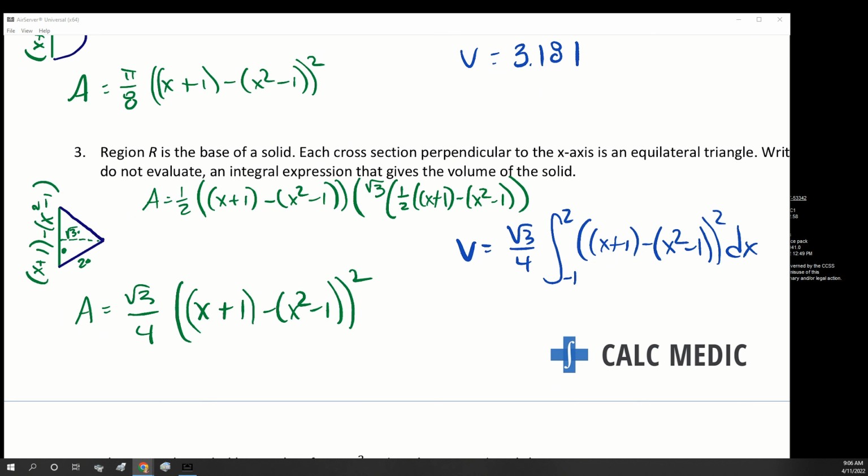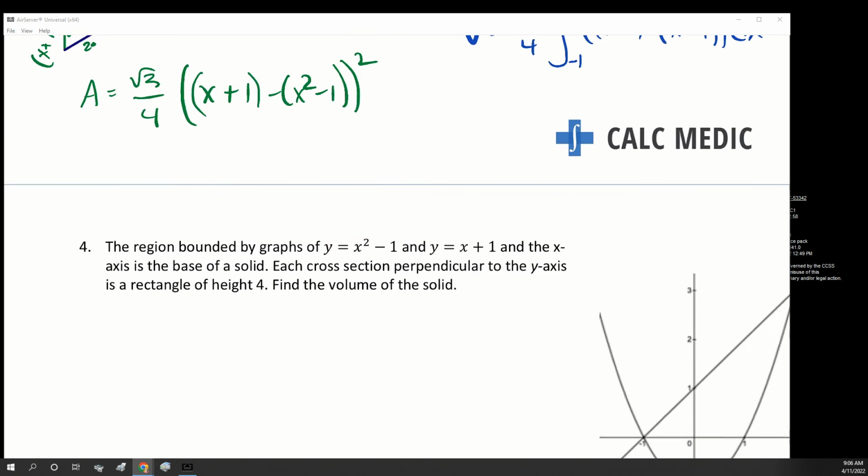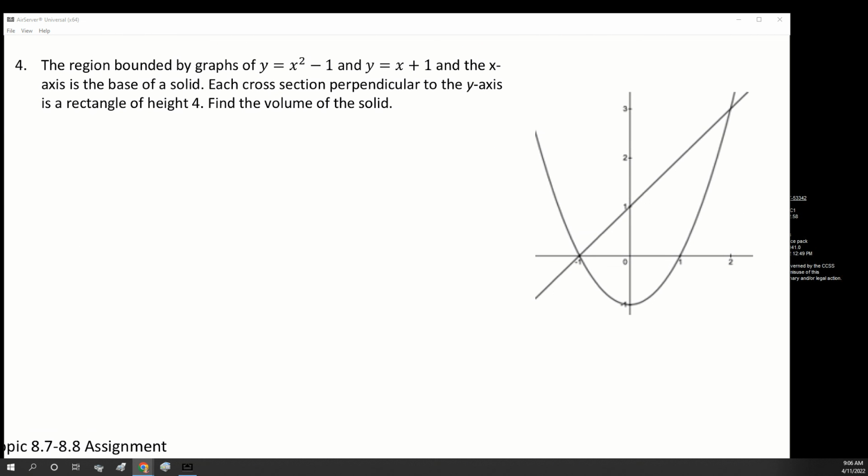Okay. And we're going to do one more on the back. It is perpendicular to the y-axis, and we are changing the base a little bit. So it's still bounded by those two functions, but it's also bounded by the x-axis. So the actual region we're talking about is this region. But these are still -1, 0, and 2, 3.